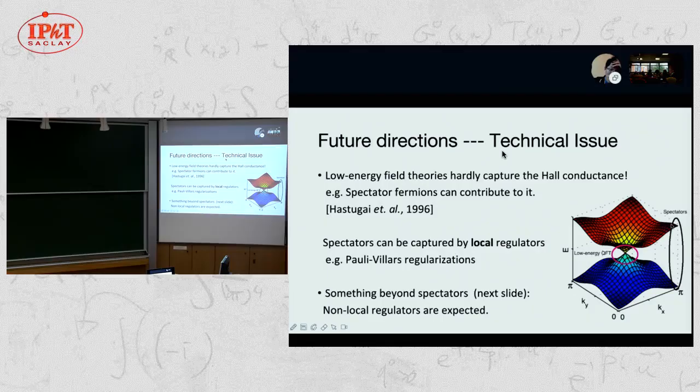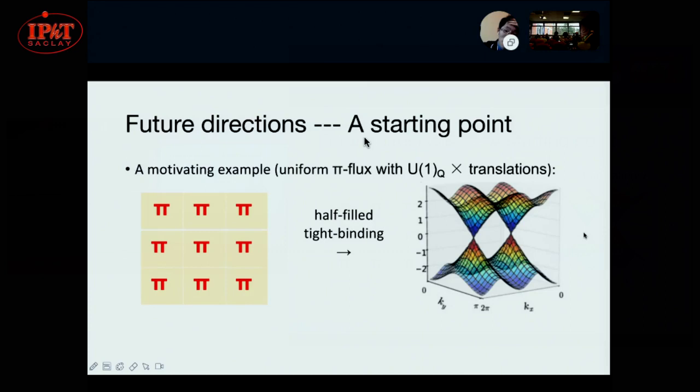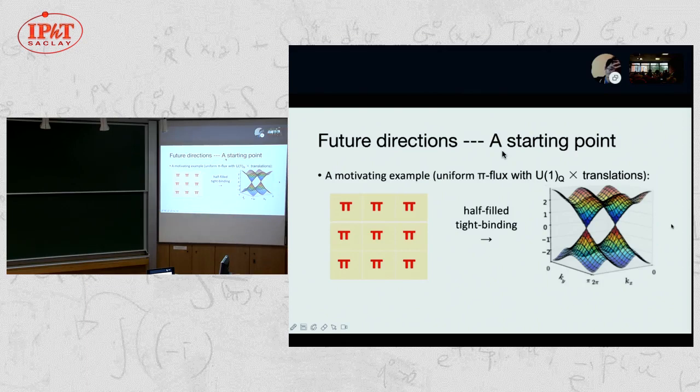And I will show you an example which gives further difficulty in this quantum field theory description of Hall conductance. The typical example I found is the two-dimensional square lattice with uniform pi flux, and I required the charge conservation U1 symmetry and this magnetic translation symmetry. Magnetic translation symmetry is some generalization of lattice symmetries in the presence of some magnetic flux.